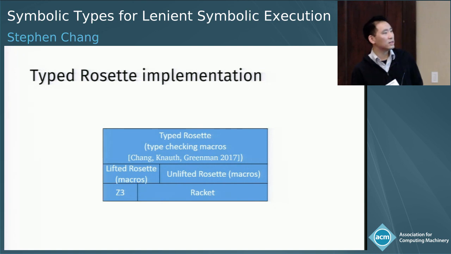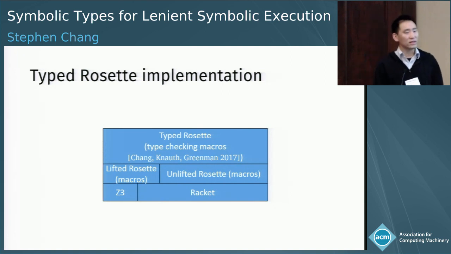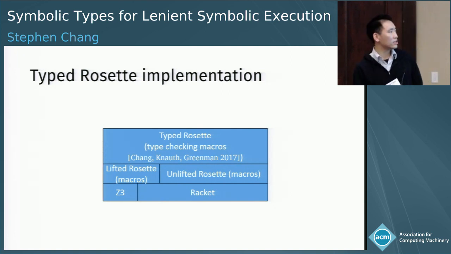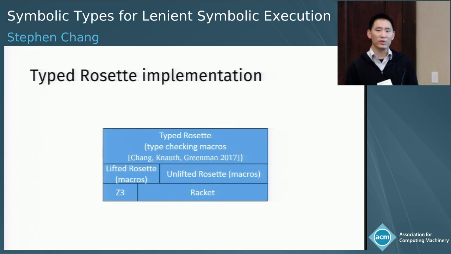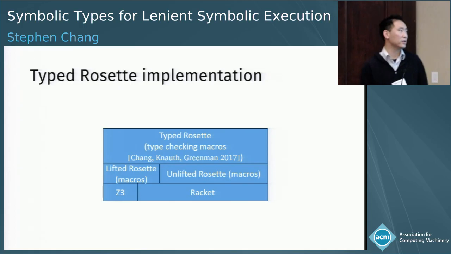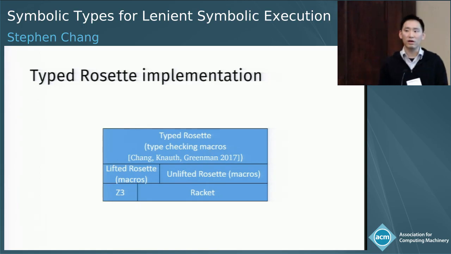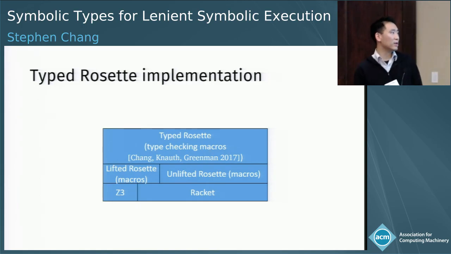And then on top of that, we implemented Typed Rosette as syntax extensions of Rosette. And that includes the type checker, which we also implemented as syntax extensions, and we did that using the type systems as macros approach that I developed with my co-authors and presented at POPL last year. And this approach allowed us to completely reuse the implementation of Rosette without any modification.